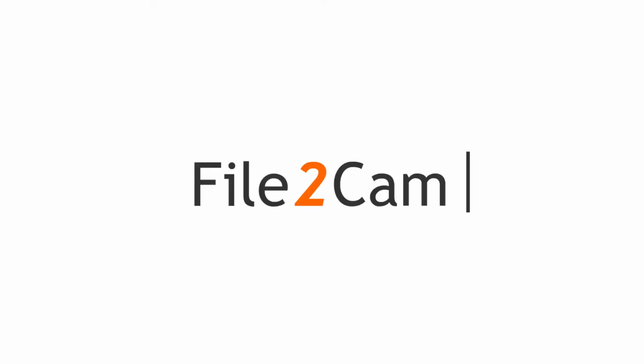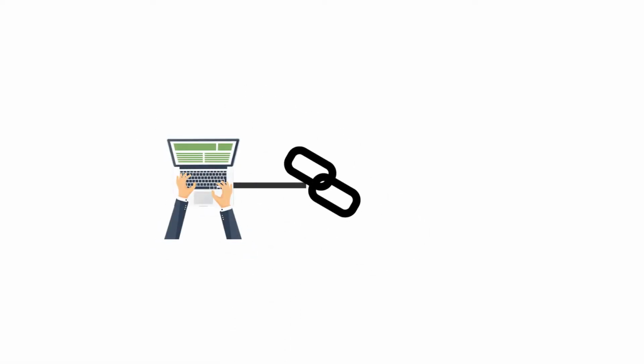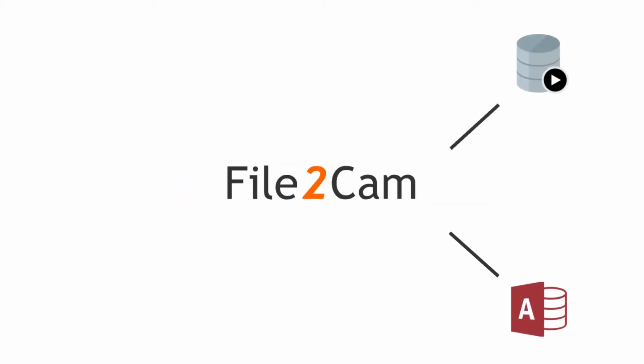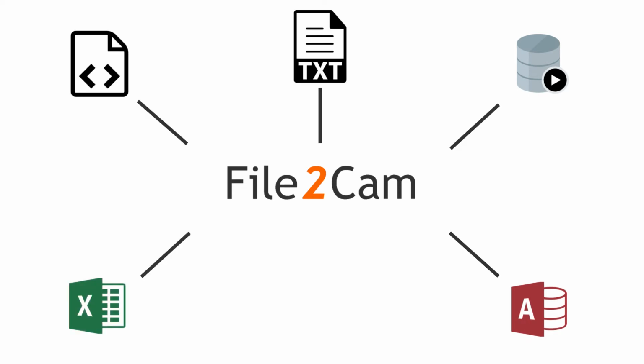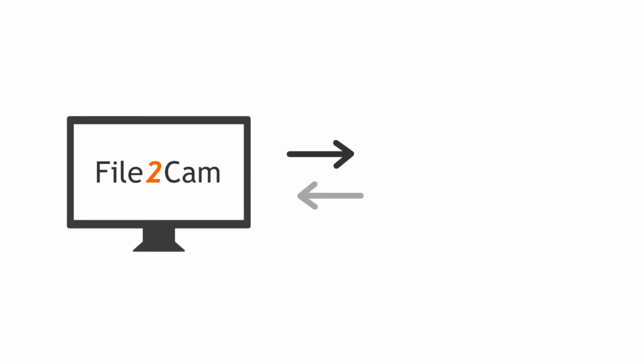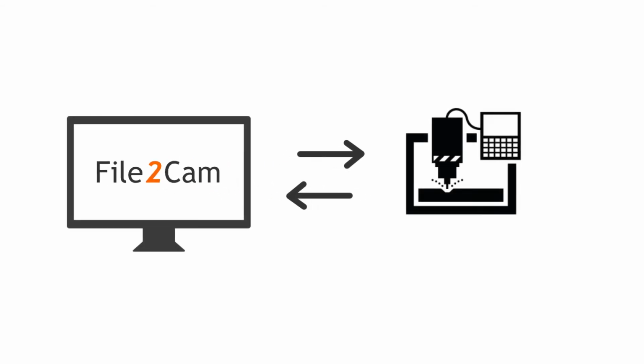Introducing File2Cam. File2Cam is a fully automatic software solution that acts as the missing link between your order entry system and the data or programming necessary for machining. Using sources such as SQL or MS Access, or even CSV, XML, or text files, File2Cam will function as a distribution hub between the front-end office operation and your CNC machining operation.